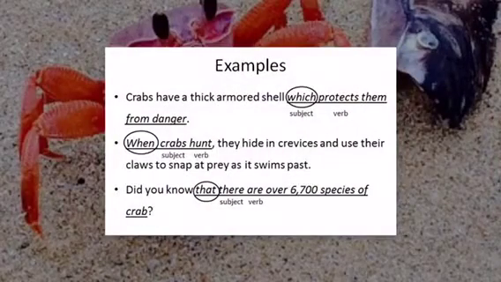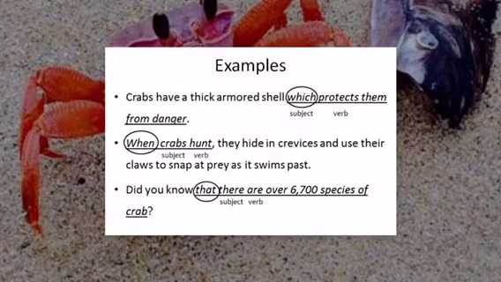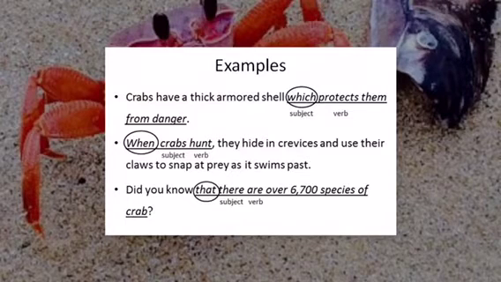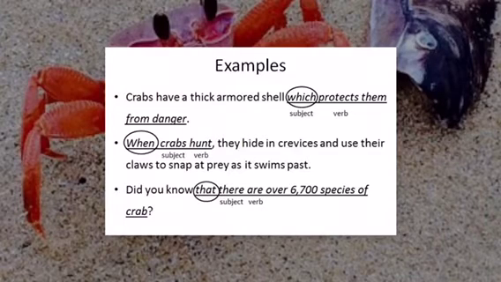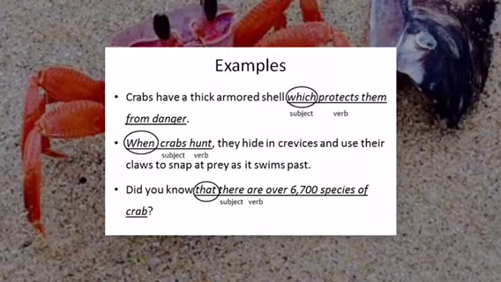So now you know that dependent clauses contain a subject and a verb but cannot stand by themselves. You also know that they begin with a subordinating conjunction or a relative pronoun. Let's take a look at some examples. Crabs have a thick armored shell which protects them from danger. In this sentence, the dependent clause is underlined.